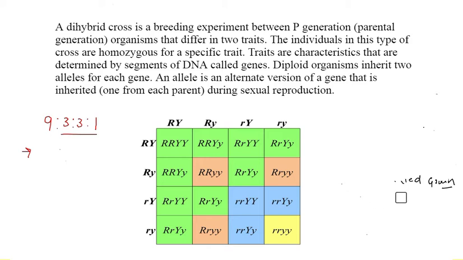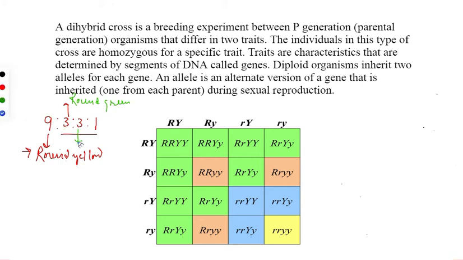Now here, what you can say is that 9 plants, they are what? They are round yellow. 3, they are round green. 3, they are wrinkled yellow. And 1, it is wrinkled green.